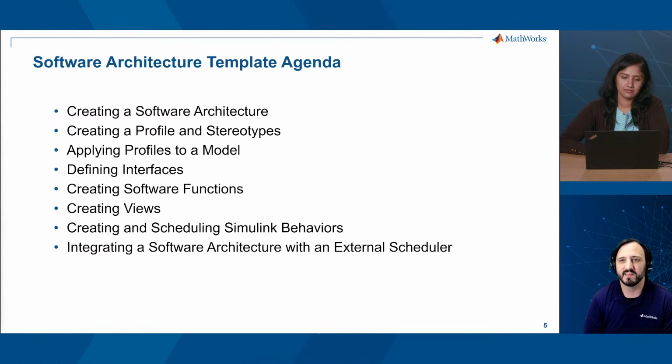Today, as part of this, we're going to create a software architecture, add some profiles and stereotypes to extend the modeling language. We'll define interfaces between our system components and create some software functions, look at what you can do with the views capability, and then we'll implement those component behaviors using Simulink and integrate that with an external scheduler.